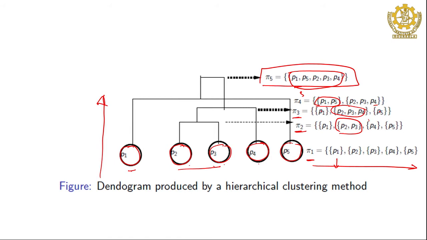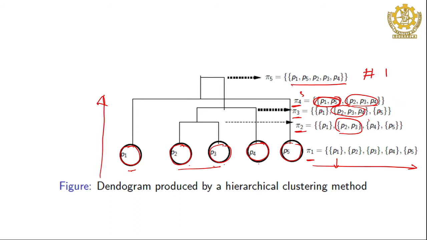Now, the same thing you can think of the other way. Initially all points are in a single cluster, so the number of clusters here is 1. Now, this cluster is divided into 2 clusters. So, let us say pi 5 to pi 4 is another clustering. P1, P5 are in one cluster, and P2, P3, P4 are in another cluster.